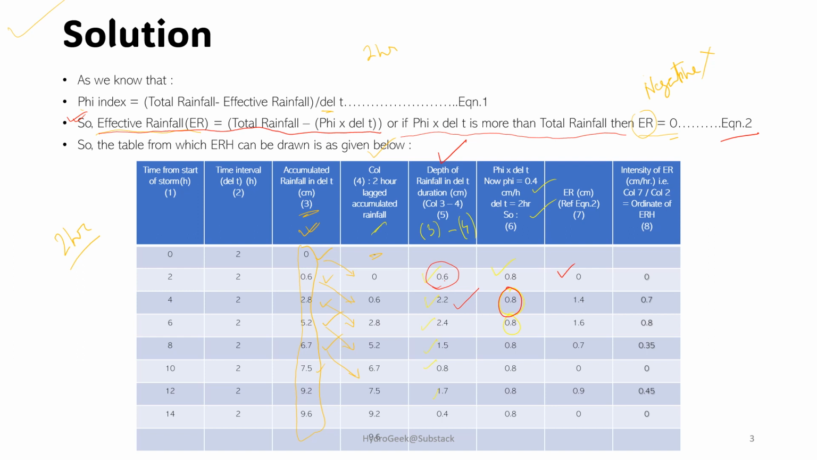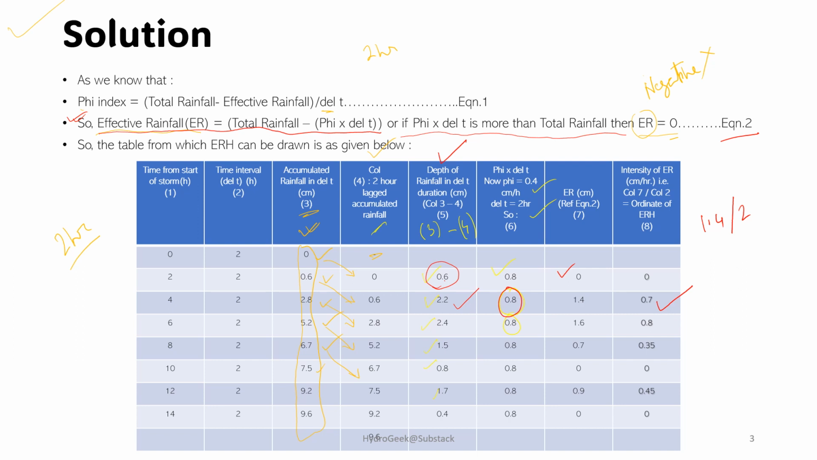Because a hyetograph is rainfall intensity versus duration of time the storm sustained, we have to find the intensity of ER. How can you find it? We know that 1.4 centimeter effective rainfall was there per 2 hours. So what will be the intensity? 1.4 divided by 2, so 0.7 will be the intensity, and this will be the ordinate of the effective rainfall hyetograph.